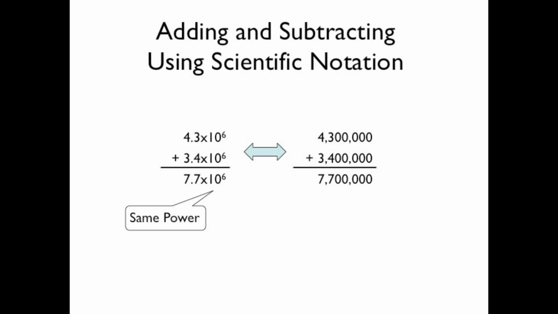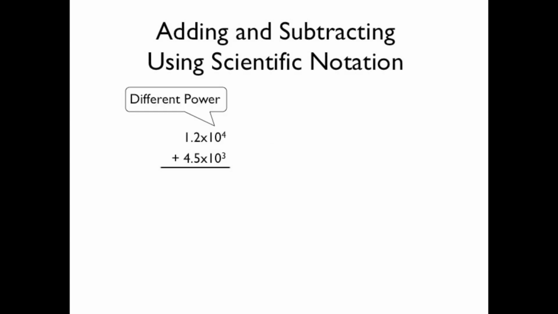For example, 4.3 times 10 to the 6th plus 3.4 times 10 to the 6th equals 7.7 times 10 to the 6th. However, if the powers are different, you will need to change one or both of them. There are two ways you can proceed.